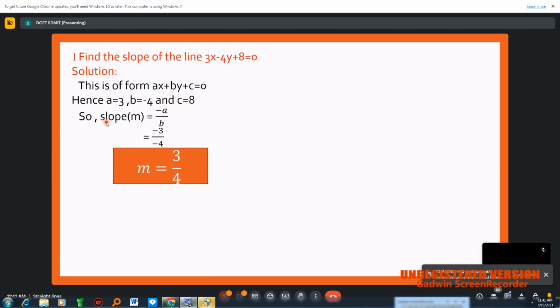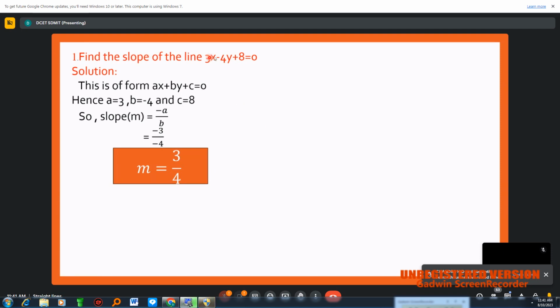So now slope formula is minus a by b. Substituting, minus a value is 3 divided by b value, which is minus 4. Minus 3 by minus 4, on cancelling the minus sign, is 3 by 4. It is the slope. So it is clear now.